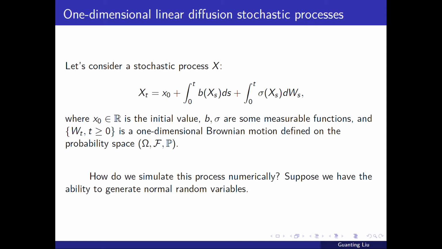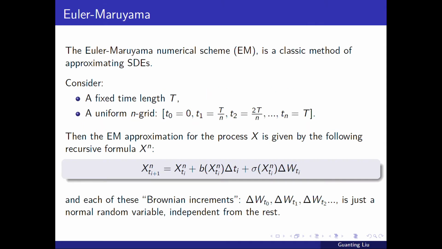And if we are given such a stochastic differential equation, how do we simulate it numerically? Suppose we only have the ability to generate normal random variables. That comes to the idea of approximating stochastic differential equations. A very classic method of doing that is the Euler-Maruyama numerical scheme.